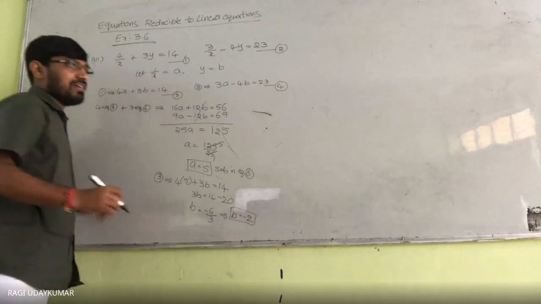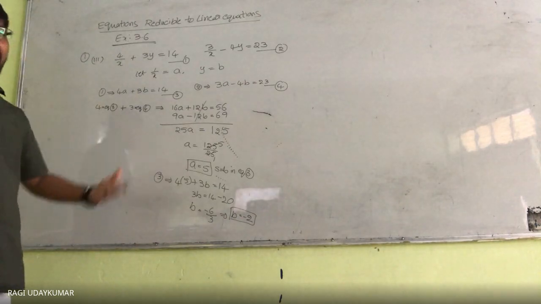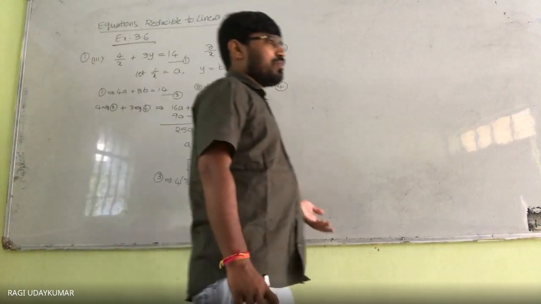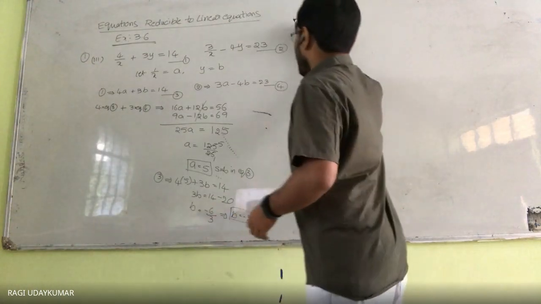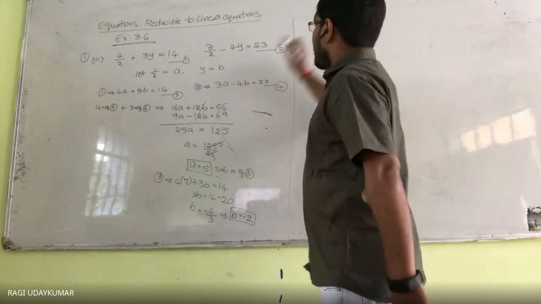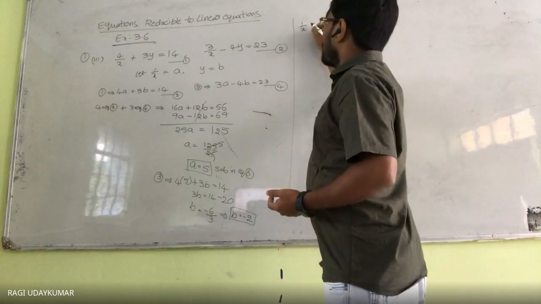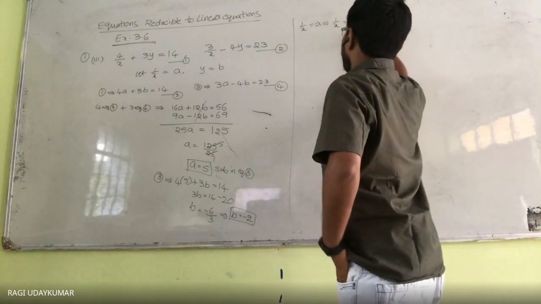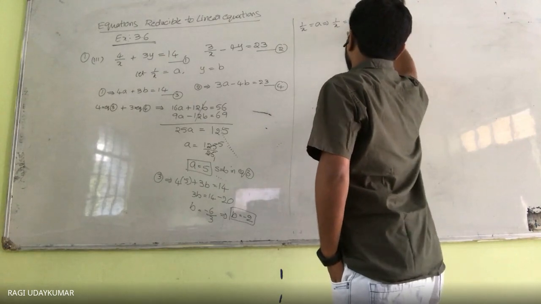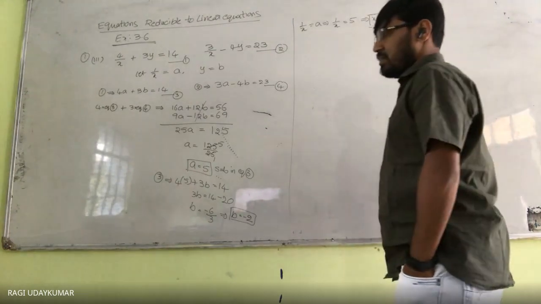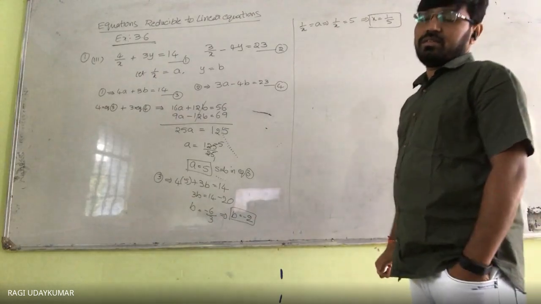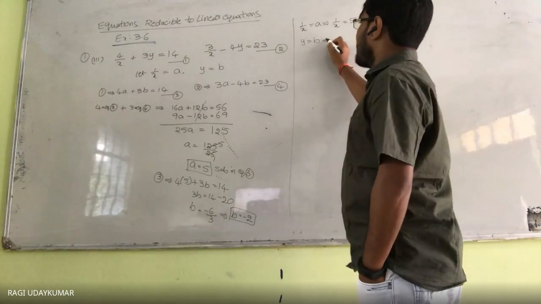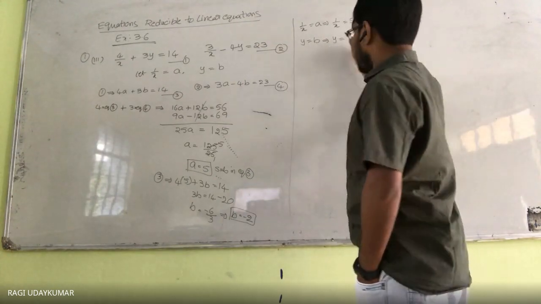So after getting a and b values, most of the students will think that the answer has come. No. We need to find out the x value and y value. Solving the equation is nothing but finding the x and y values. So in this, a is equal to 5. So 1 by x is equal to a. This implies 1 by x is equal to 5. This implies x is equal to 1 by 5. Isn't it? Yes, sir. And y is equal to b. This implies y is equal to b, which as it is is minus 2.